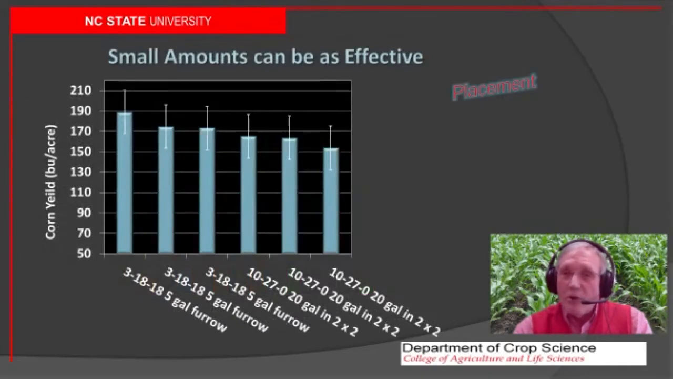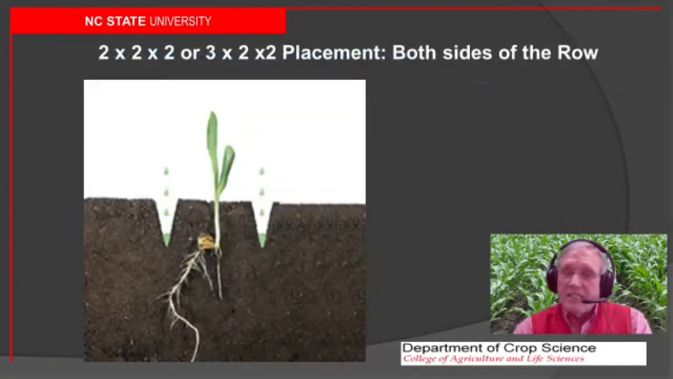And then here's a more recent study. We looked at a 3-18-18 fertilizer here versus a 10-27-0. So this is a little more applicable to some of the fertilizers I've been using in the last several years. And again, you can see these small, lower rates of 5 gallons in these three trials here matched up pretty well with these 20-gallon rates in a 2x2 band. So small amounts indeed can be just as effective in a fertilizer impact.